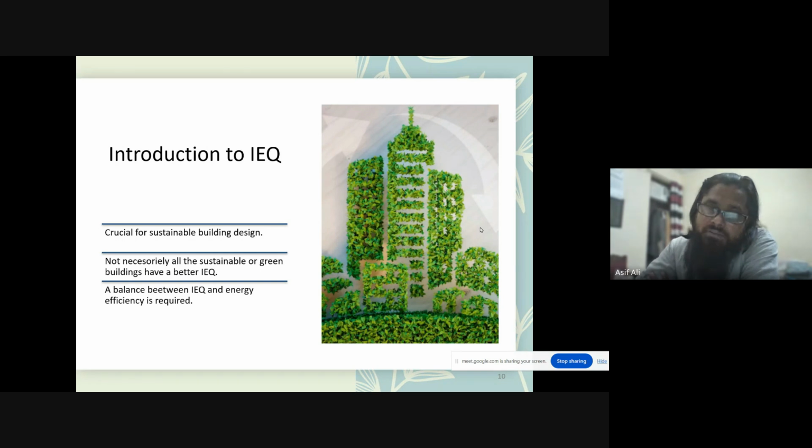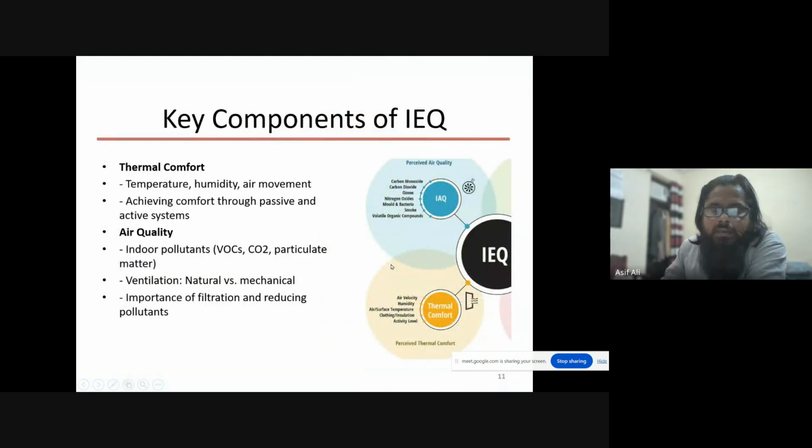So indoor environmental quality is important, and luxury is also important, but not at the cost of sustainability. So there should be a balance between indoor environmental quality and sustainability. This we will also discuss later. So now, I think so far it's clear to you.